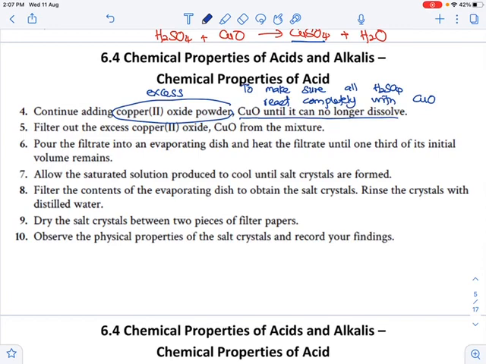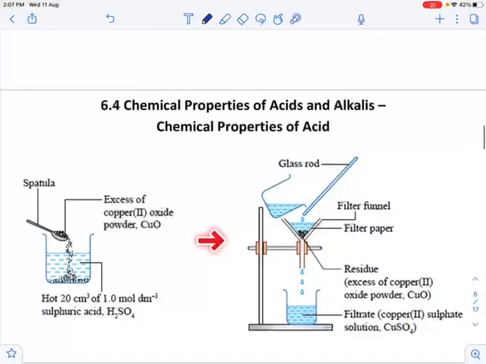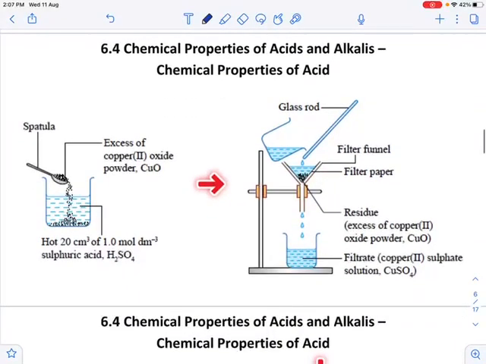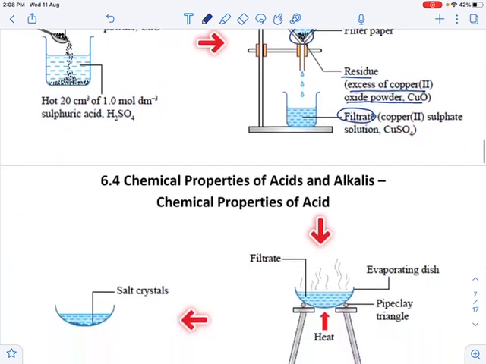Number 5, filter out the excess copper(II) oxide from the mixture. You can look here in the diagram. The black color is the residue, which is the excess copper(II) oxide, and the filtrate is copper(II) sulfate solution. Then take the filtrate and put it into an evaporating dish.